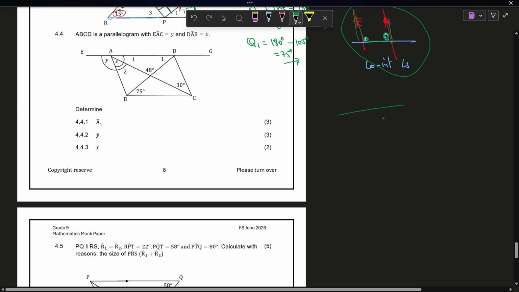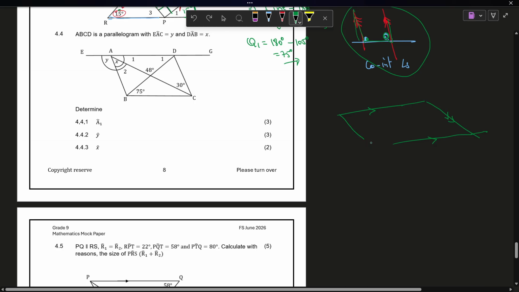So, let's say I've got this side, which is parallel to this one, right? So this is parallel to this. Okay, let me just elongate it. And then the other side here will also be parallel to this one here.